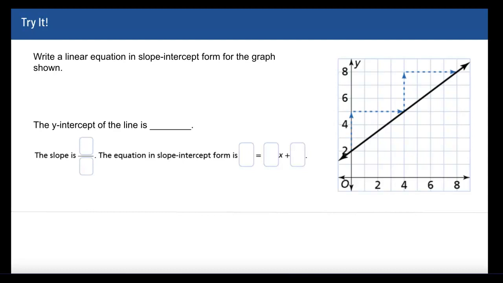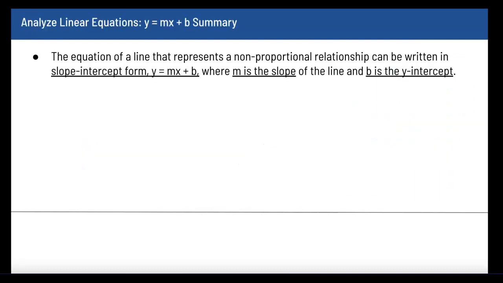Here is one more problem for you to try writing an equation. Write a linear equation in slope-intercept form for the graph shown. Identify the y-intercept, then identify the slope, and finally fill in the boxes to write your equation. y equals the slope x plus the y-intercept.